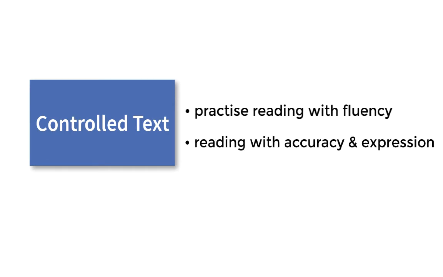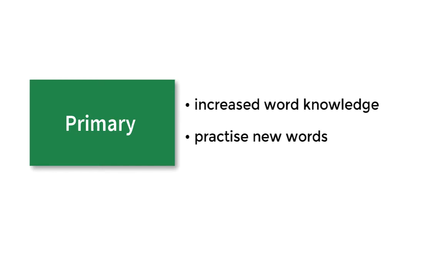When reading controlled text stories, we want students to practice reading with fluency. In other words, can the student read without having to stop and sound out a word? Can they read the text accurately and with expression? Primary stories use both words that students should know and also those that they're learning in Year 1. By reading these stories, students are increasing their word knowledge and practicing newly learned words.